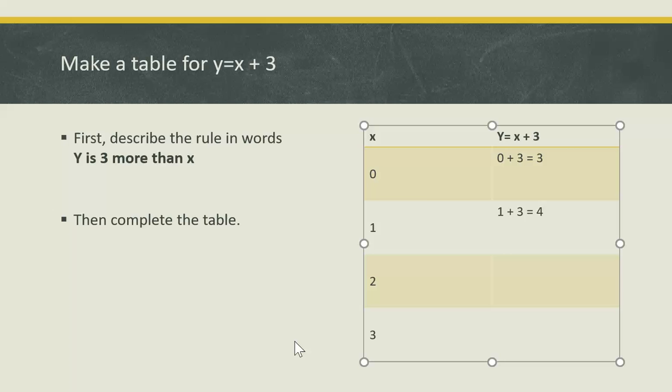Try the third one. If x is 2, what is y? Again, y is always 3 more than x. So 2 plus 3 equals 5. And our final one, 3 plus 3 will be 6. Notice in each of our columns, 0, 3, y is 3 more than x. 1, 4, 2, 5, 3, 6.